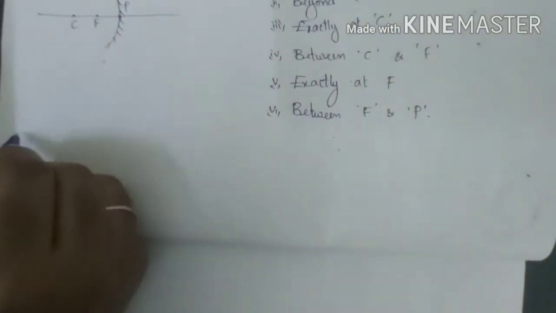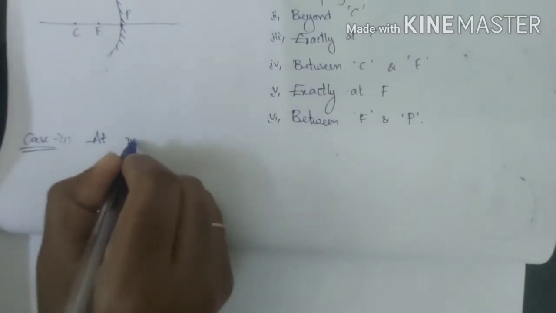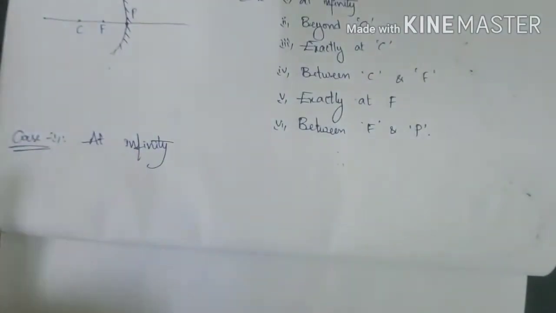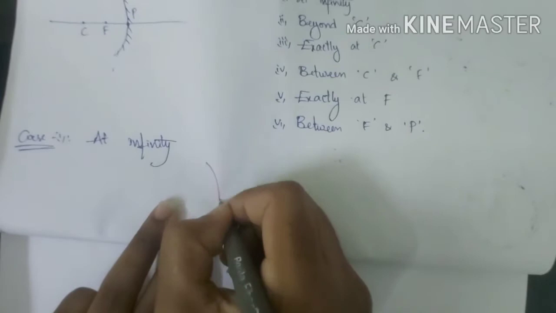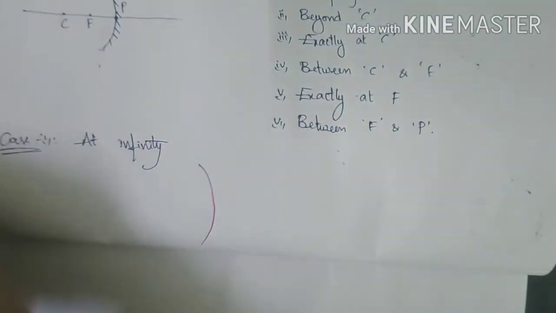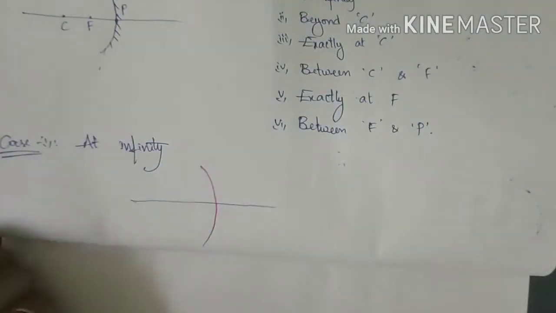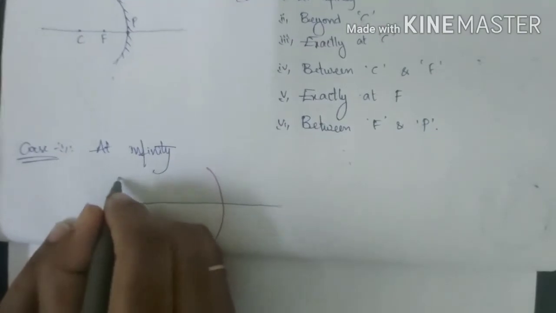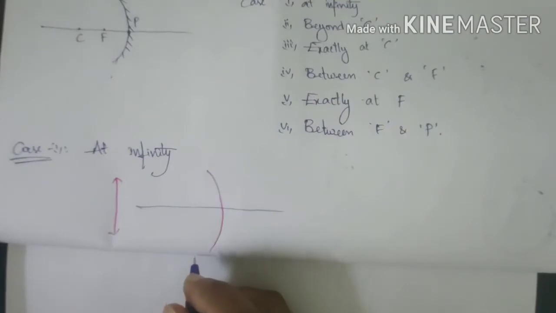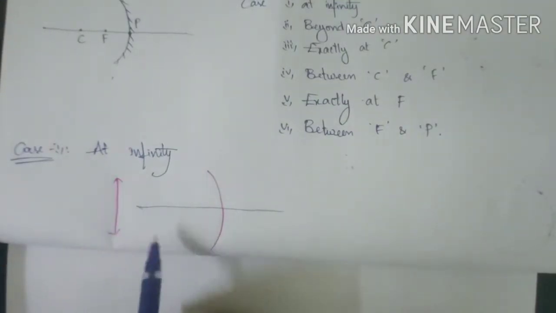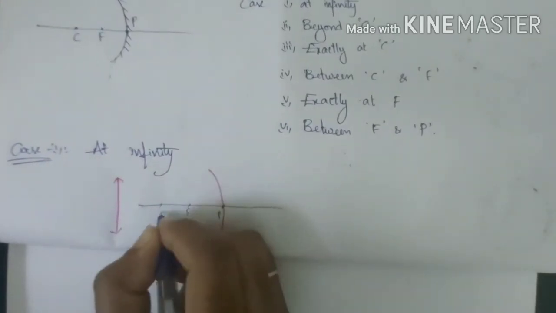Case 1. What is case 1? When the object is at infinity. So here let me take this. This is my concave mirror. I am drawing my principal axis. Let's take the object at infinity. So here I have taken the case when the object is at infinity. Let me mark my points here: pole, focus, center of curvature.